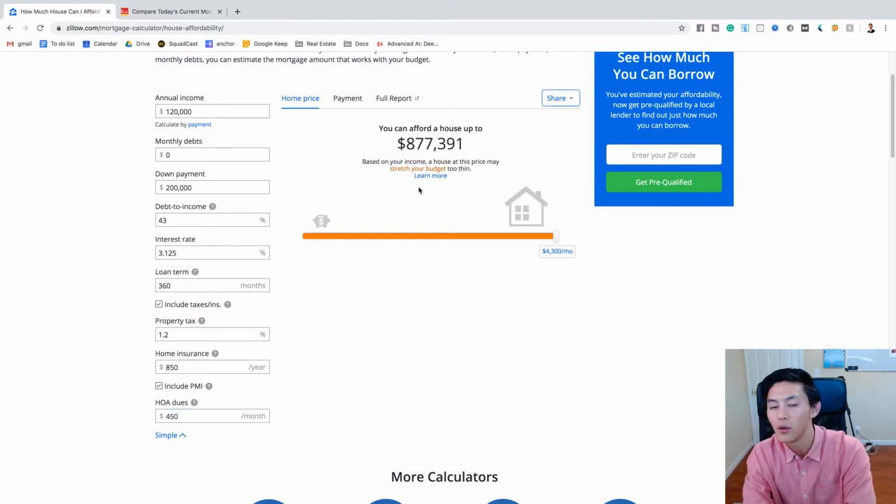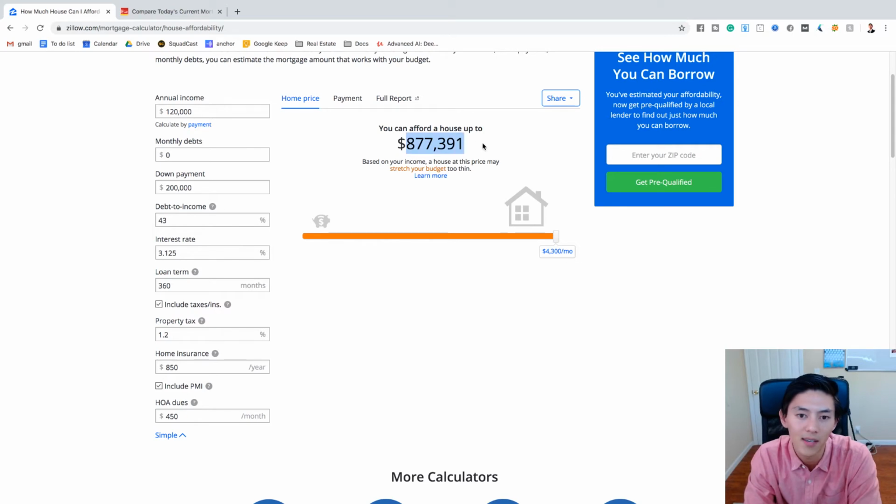So now you know that you can afford a house of $877,000, which is not a lot. And this could probably get you a smaller new construction build. But let's say you have no HOA dues, then you can afford up to $962,000, which is about average for Milpitas or South San Jose. Definitely not more expensive neighborhoods like Sunnyvale or Mountain View.